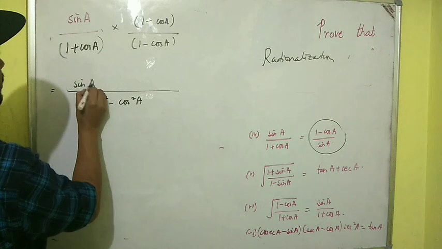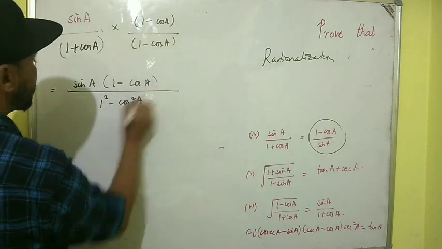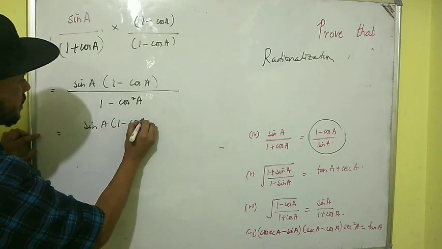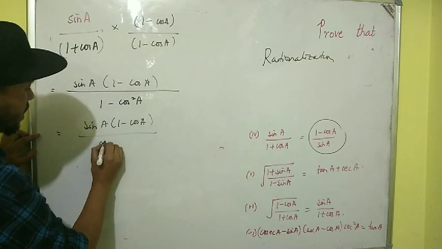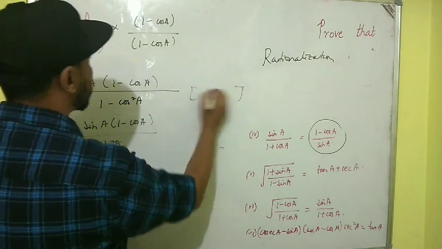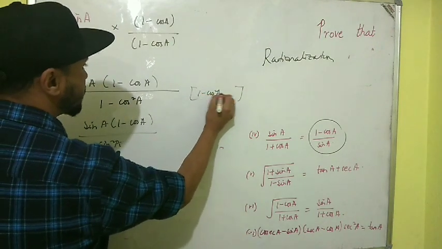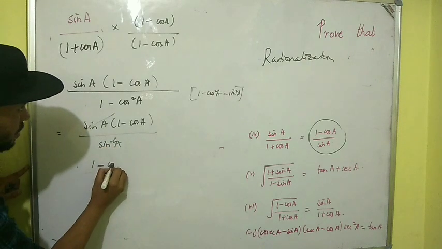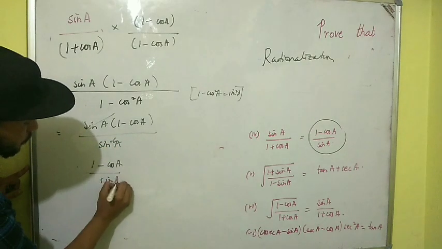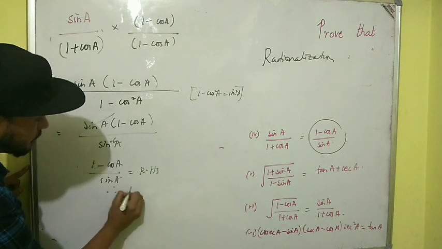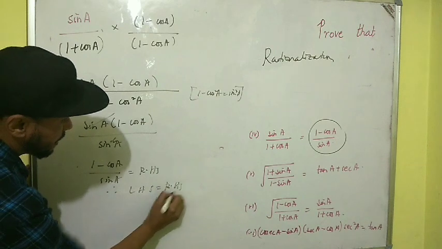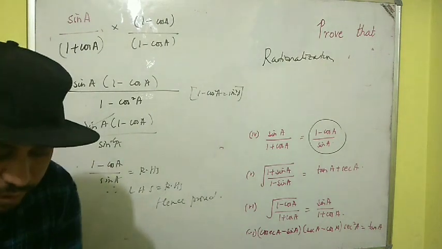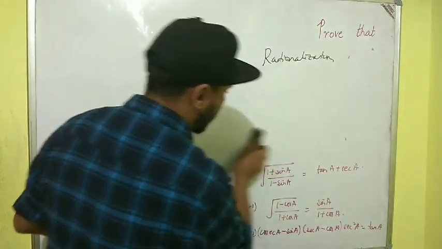So here a, b. So a plus b into a minus b is a square minus b square, and this is sine A and 1 minus cos A. Now 1 into 1 is 1, this is 1 minus cos A. Now 1 minus cos square A is sine square A, isn't it? You have to write the statement here: since 1 minus cos square A is equal to sine square A. Now one sine and one sine will get cancelled, so this is 1 minus cos A divided by sine A, which is your right hand side. So therefore LHS is equal to RHS, hence proved. This is how we solve. Let's move on to the next one.